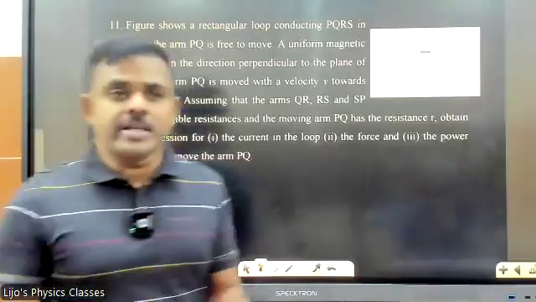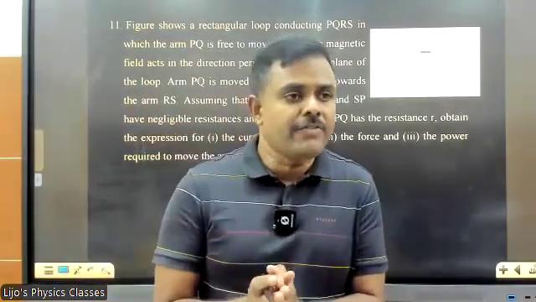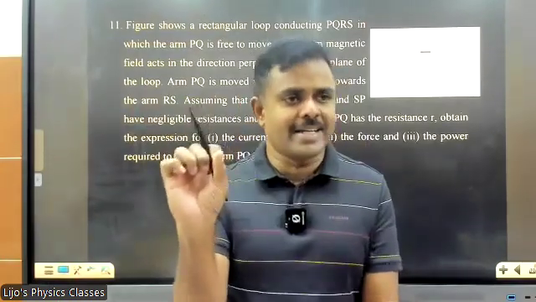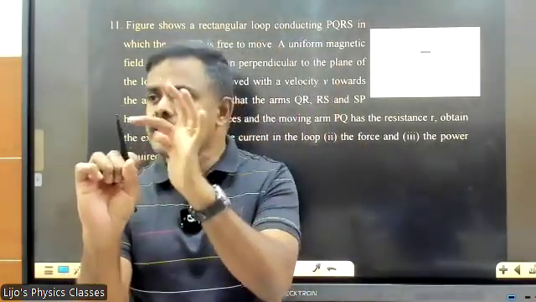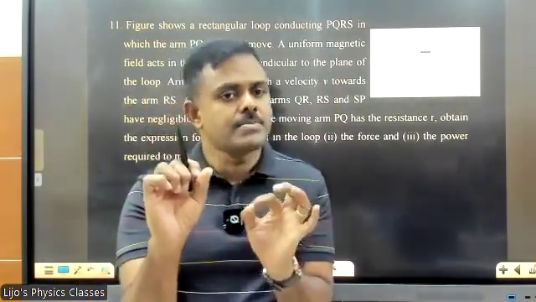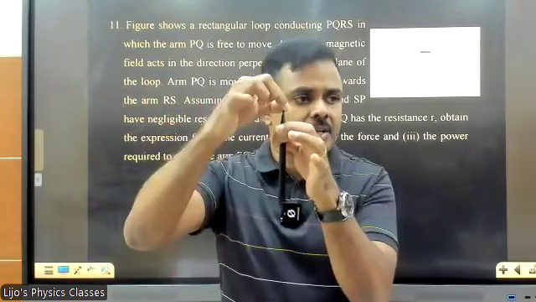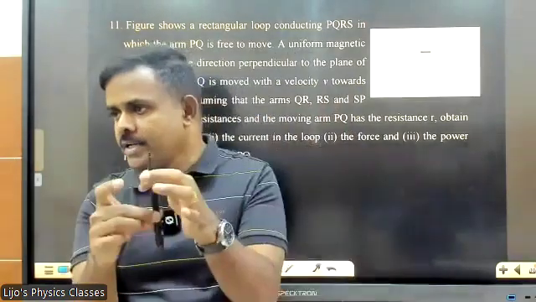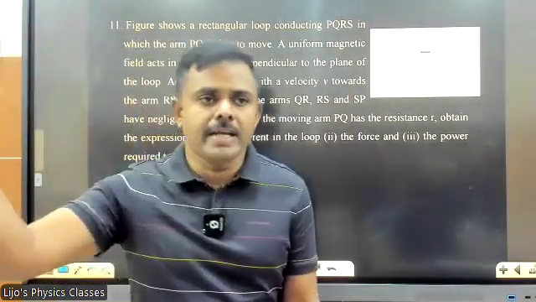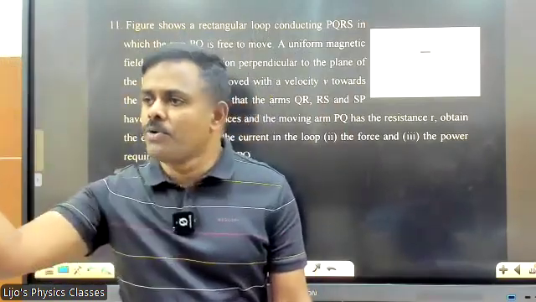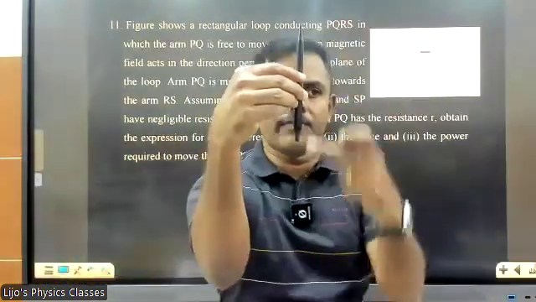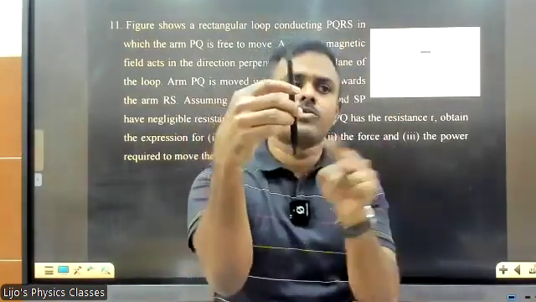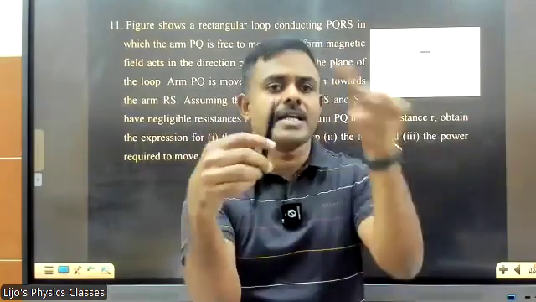Right. So what all things have you learned so far? The first concept was motional EMF. Whenever a conductor is moved in a magnetic field, an EMF is developed between the ends of the conductor. This is known as motional EMF. One end becomes positive, the other end becomes negative. There is a voltage developed between the ends. If you connect this to a bulb, the bulb glows because there is a current flow.